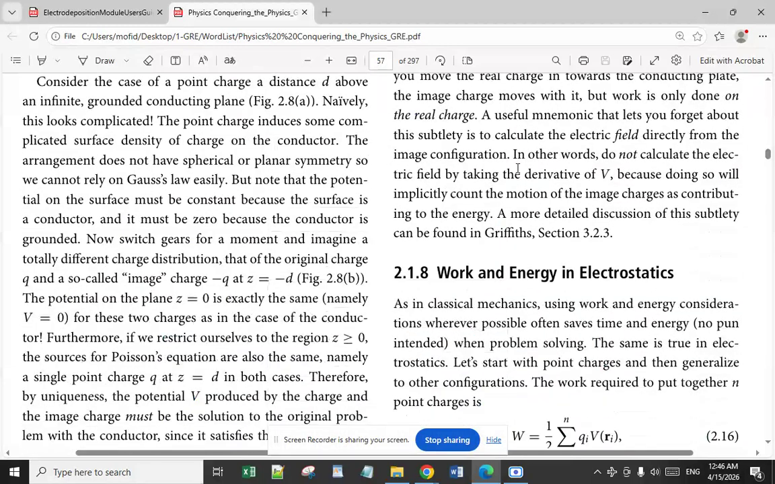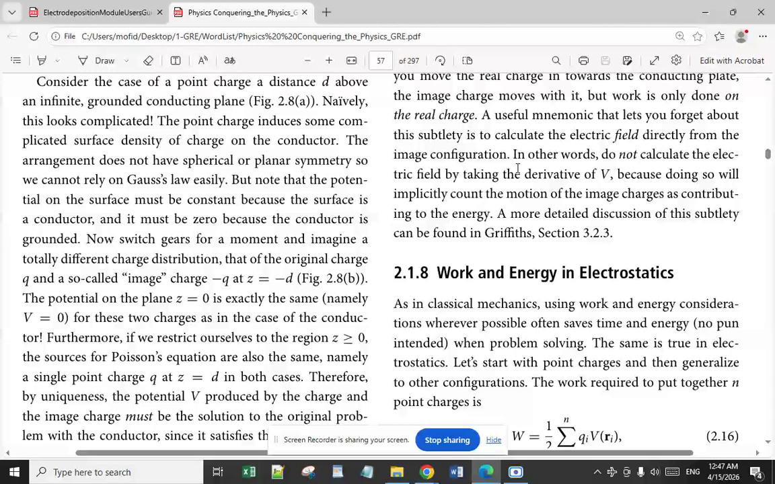Consider the case of a point charge a distance d above an infinite grounded conducting plane, Figure 2.8. Naively, this looks complicated. The point charge induces some complicated surface density of charge on the conductor. The arrangement doesn't have spherical or planar symmetry, so we cannot rely on Gauss's law easily. But note that the potential on the surface must be constant because the surface is a conductor, and it must be zero because the conductor is grounded.